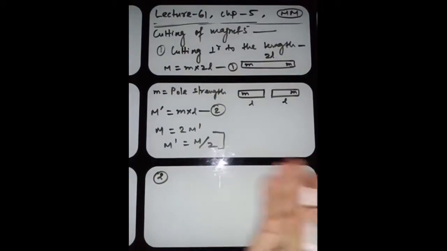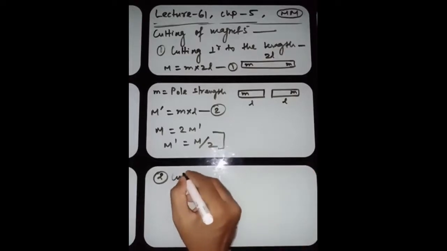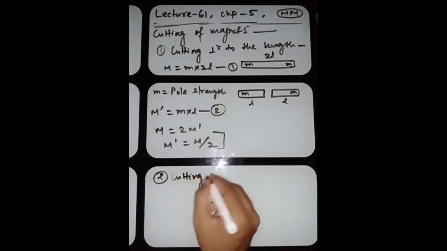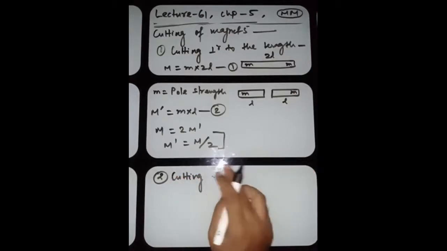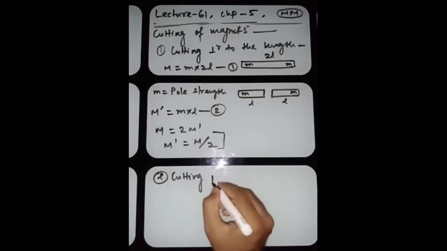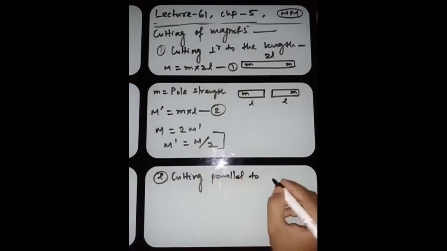Now the next. If we change the cross-sectional area of the magnet and cut parallel to the length, okay, then what will happen?